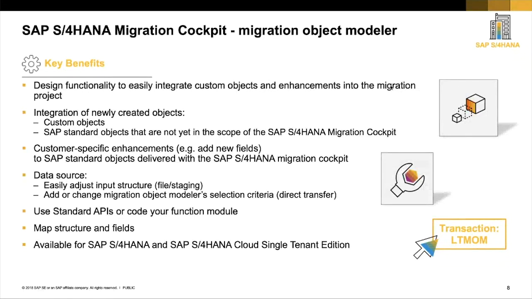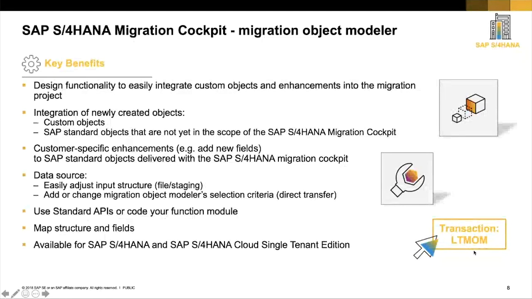I've also highlighted the transaction here. The direct transfer Migration Cockpit solution is accessed using a Fiori application, through the Fiori launchpad in S4HANA. But to access the migration object modeler, you need to go to the backend. It's based on SAP GUI because a lot of configuration and designing is involved. The transaction for that is LTMOM.